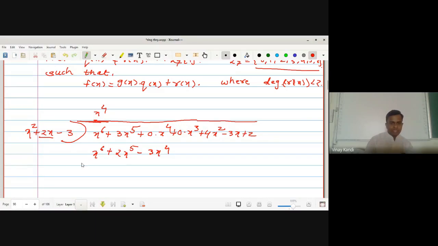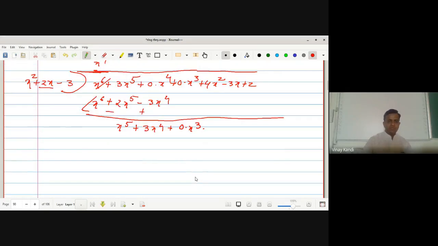ओके, आता यांचं काय करायचं, सबट्रॅक्शन करायचं. मग हे मायनस हे प्लस होईल. ओके, हे काय येईल, हे कॅन्सल. 3 minus 2x raised to 5. 0 plus 3x raised to 4. वरून कोणता एक टर्म येईल, प्लस 0 into x cube. ओके, आता ही टर्म आहे तशी लिहायची, x raised to 5.